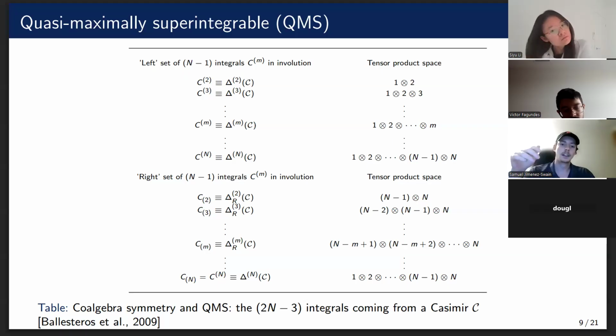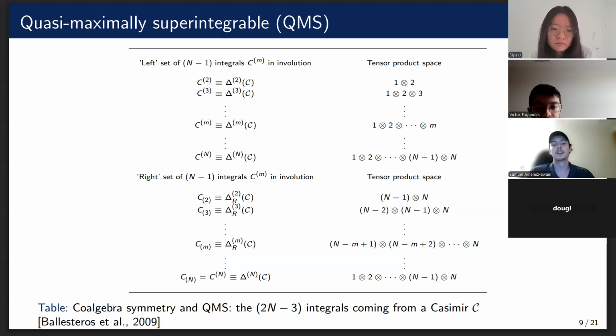However, if you notice that the nth left and right coproduct maps both act identically on this entire space, we see that that's clearly not functionally independent. And so we're left with the desired amount of integrals for a QMS system.